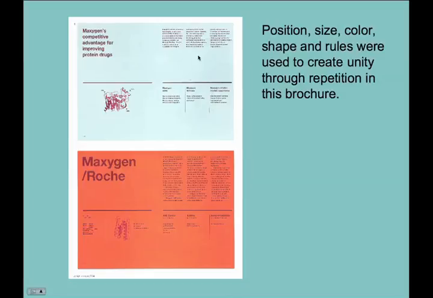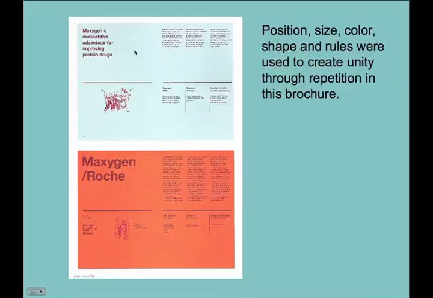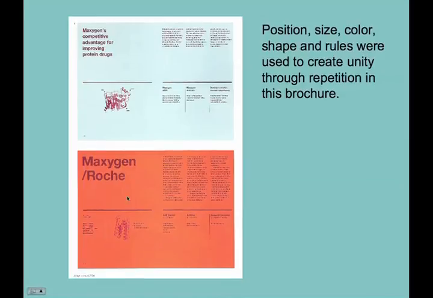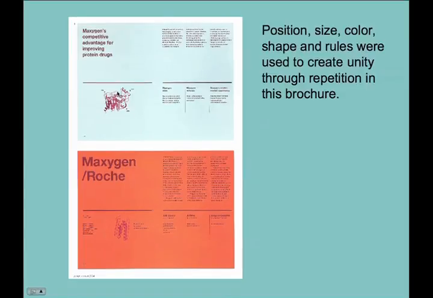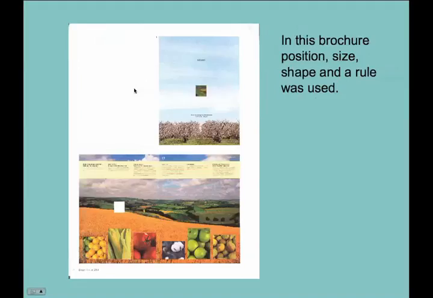Shape also is repeated throughout this brochure. You have box shapes created through the text. And then you also have these line shapes used throughout the brochure. And through this, you are able to see unity throughout this brochure. If you saw the cover of this brochure or the inside, even if you just opened it up, you would know that each page was designed to go with each other. So you have a unity or a wholeness in the design.